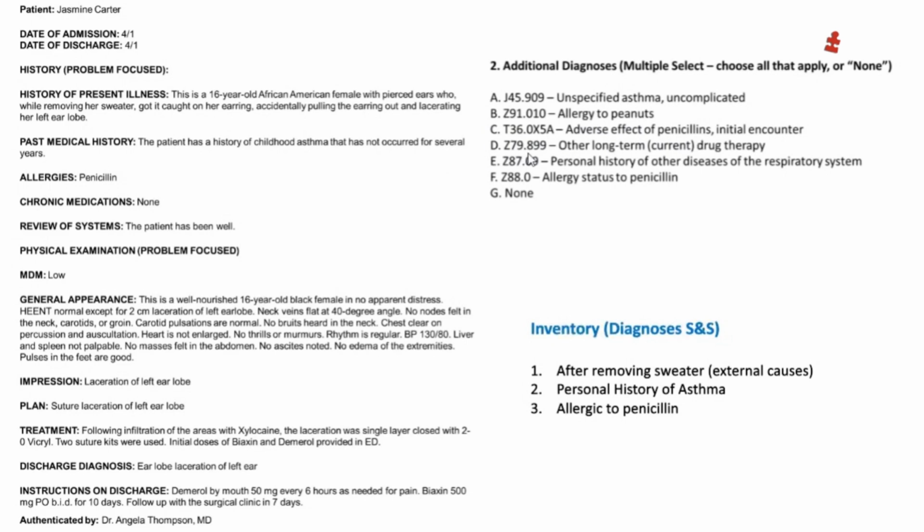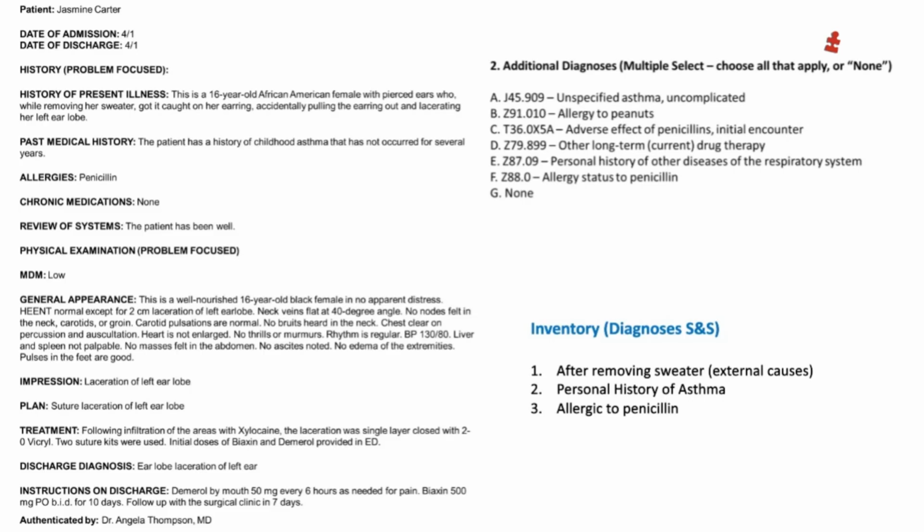D, Z79.899. This is other long-term current drug therapy. E, Z87.09, personal history of other diseases of the respiratory system. F, Z88.0, allergy status to penicillin. Or G, none. Coders, if you select none, that means there are no appropriate codes on this list, right?